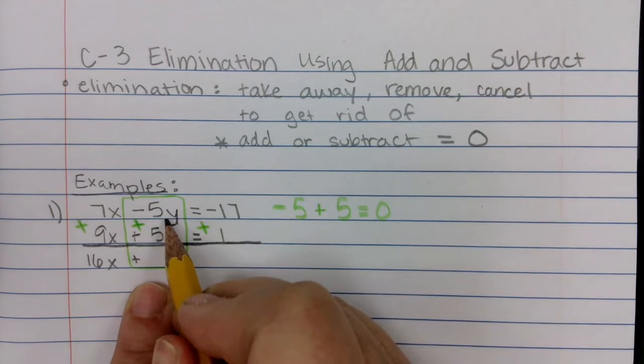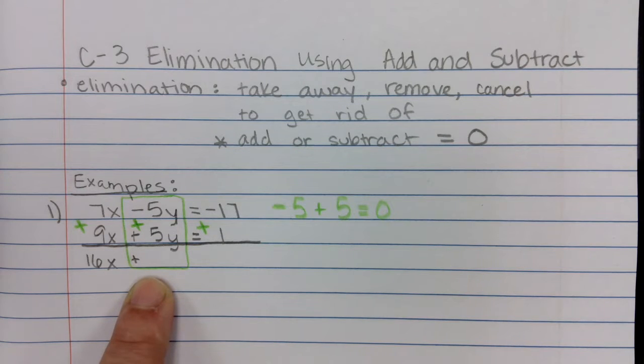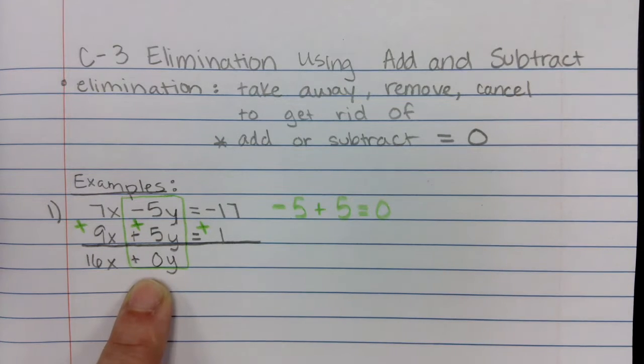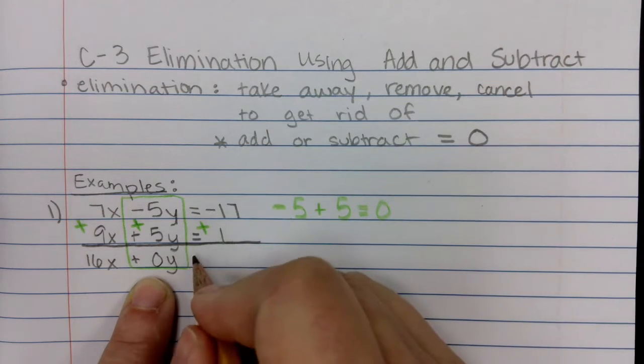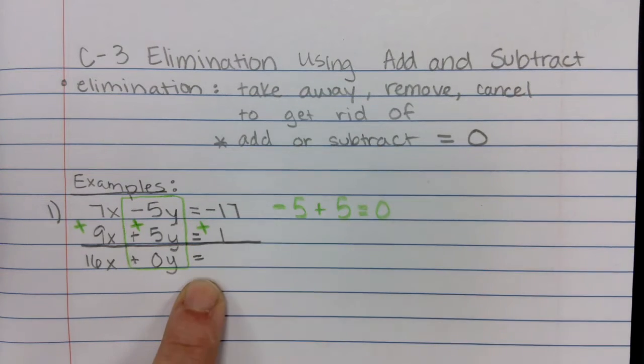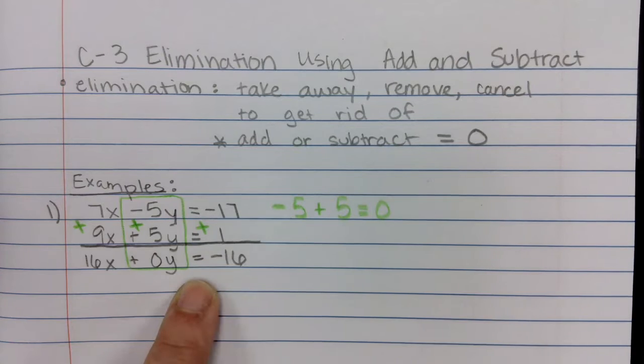Negative 5 plus 5. 0. That was the whole goal. If we didn't get 0 there, then we knew something wasn't quite right. Equals negative 17 plus 1. Negative 16. So we have 16 x's, 0 y's, and it equals negative 16.